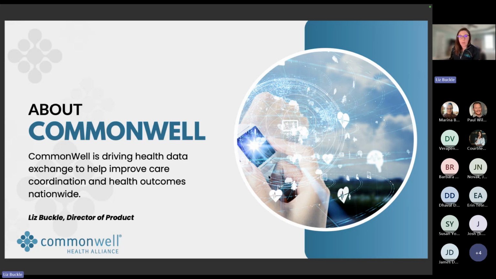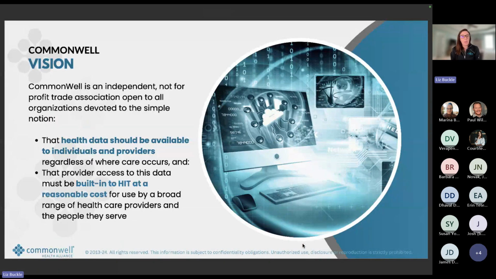So with that, I will go ahead and get us started. CommonWell is a not-for-profit trade association, and we have two core aspects to our vision. This has been consistent since day one, since the Alliance was formed. We believe that health data should be available to individuals and their providers, regardless of where they've had care in the past.